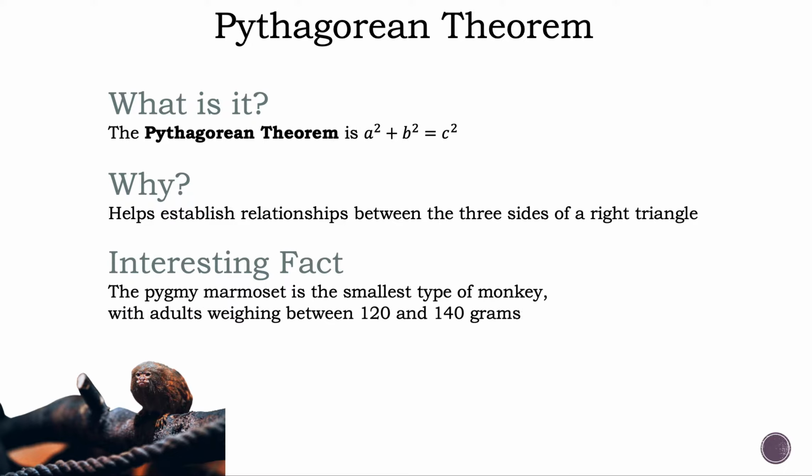Interesting fact, the pygmy marmoset is the smallest type of monkey, with adults weighing between 120 and 140 grams.